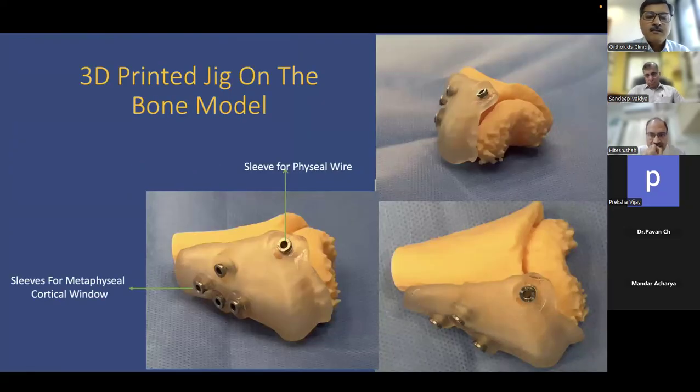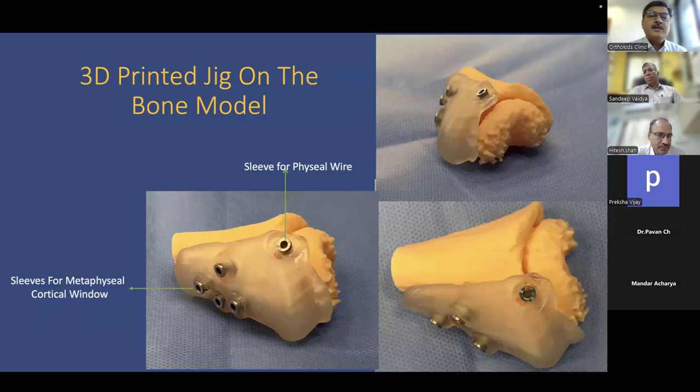Based on the MRI and CT images, a 3D printed jig was made for the particular bone model. We used the physis as the reference point because that could be appreciated under the image intensifier.